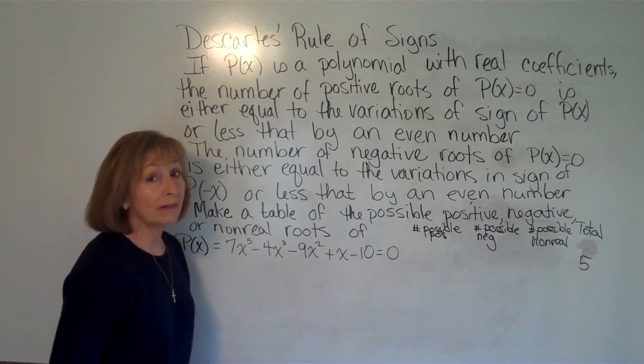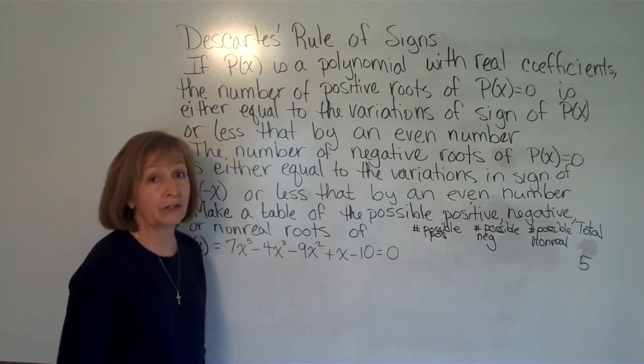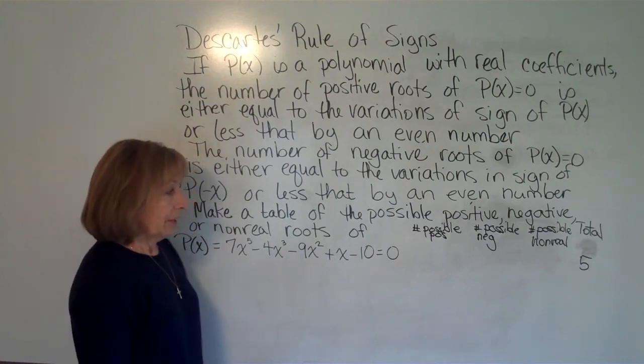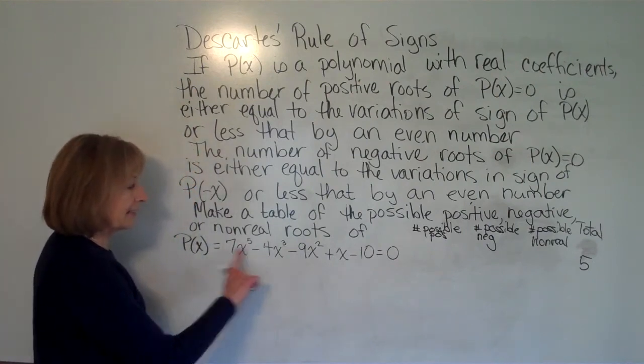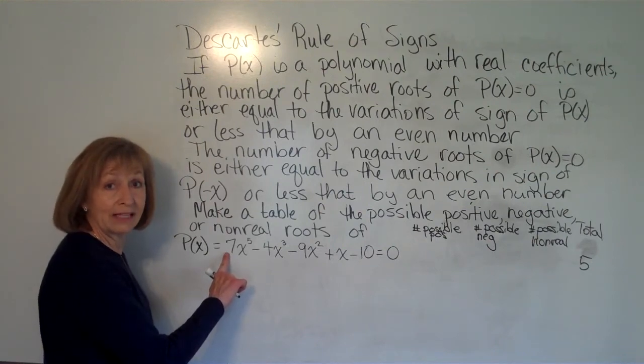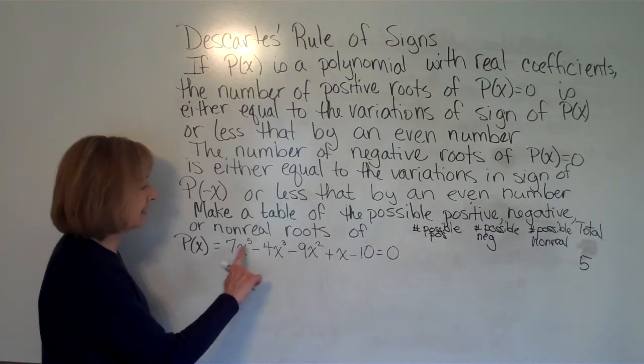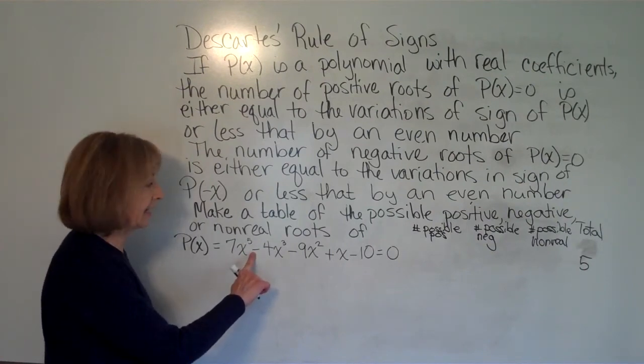Okay, now I will have more lines than that as I find out what my situation is, but I'm just going to remind myself that the total is 5 for now. Okay, so this is in descending order. The coefficient in front of the first term is positive 7, so that's positive. The very next term after it is negative, so positive to negative, that's one variation in sign.